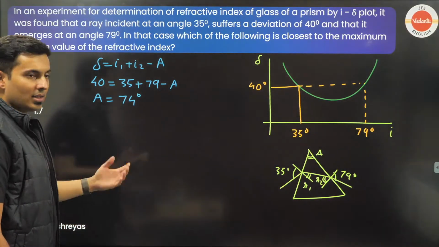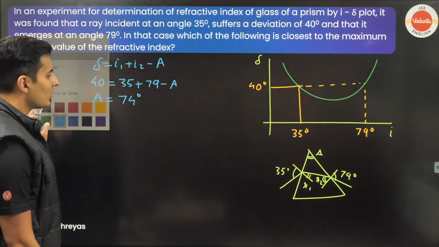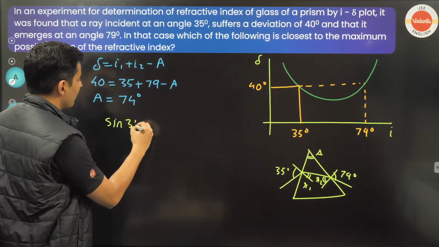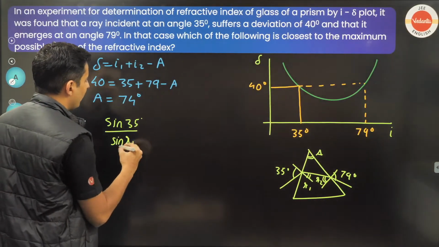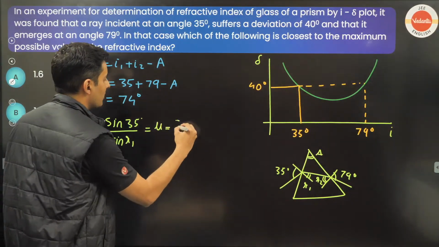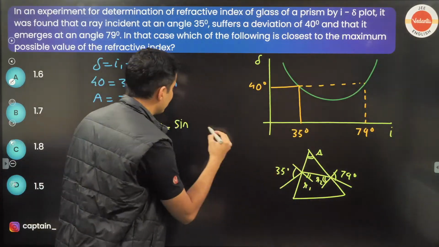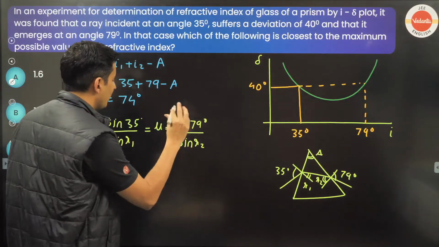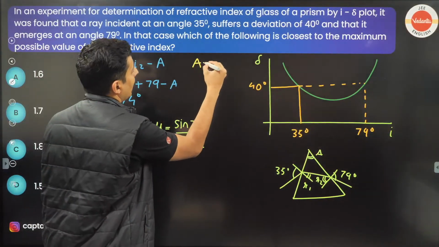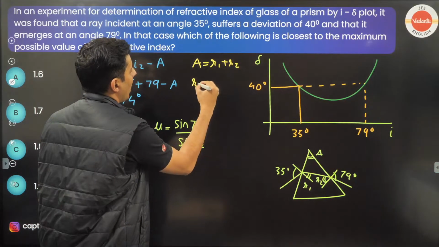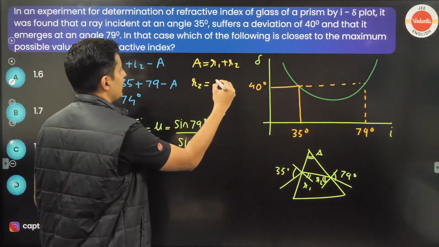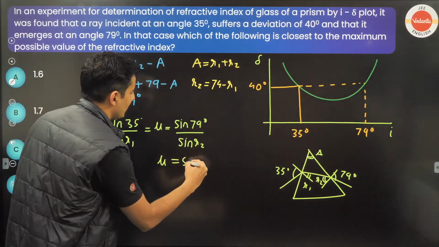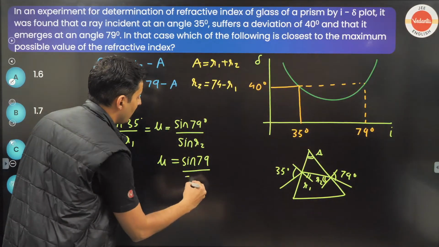Then what you're going to do is nothing but use Snell's law over here. So sine of 35 by sine of R1 is equal to mu, which is also sine of angle of incidence over here, 79 degrees, upon sine of R2. But the best part is A also is R1 plus R2. So R2 is A minus R1. So it is 74 minus R1. So you can use that over here. You can just write it as sine of 79 divided by sine of 74 minus R1.